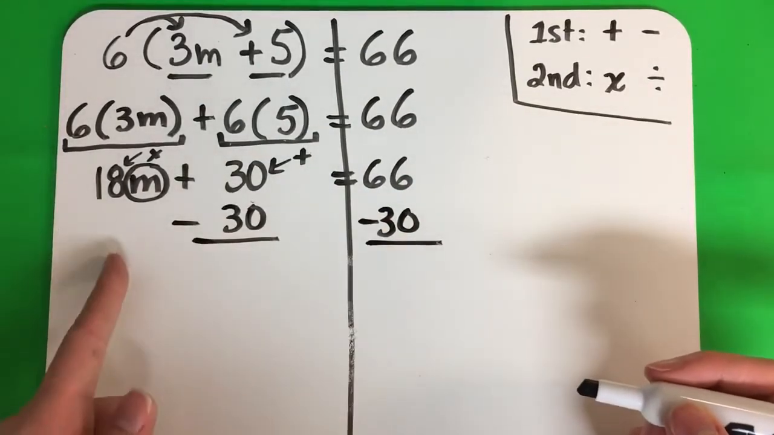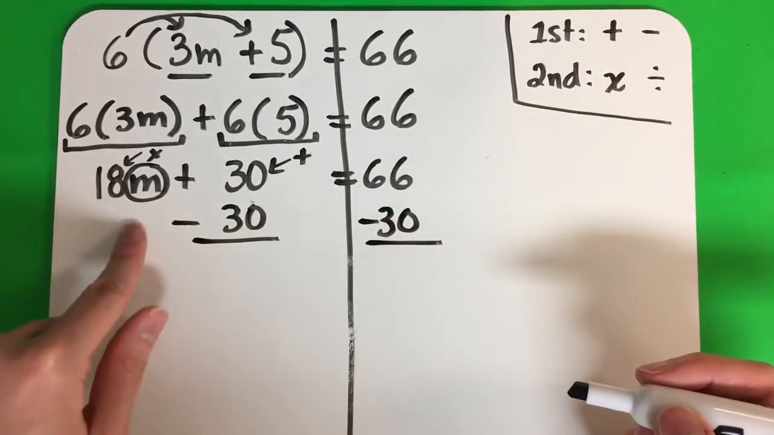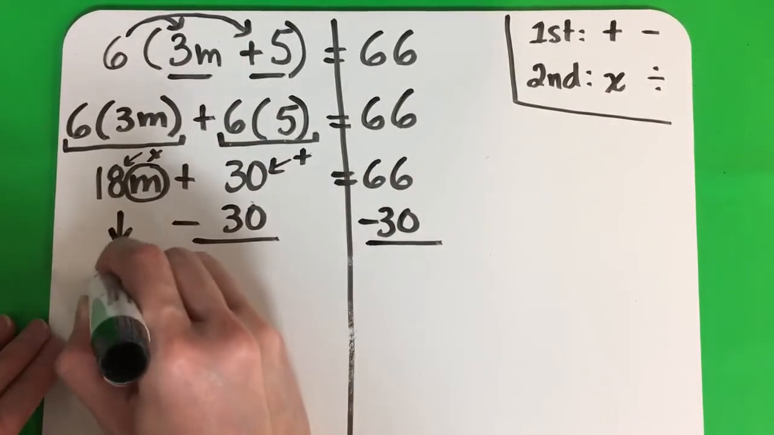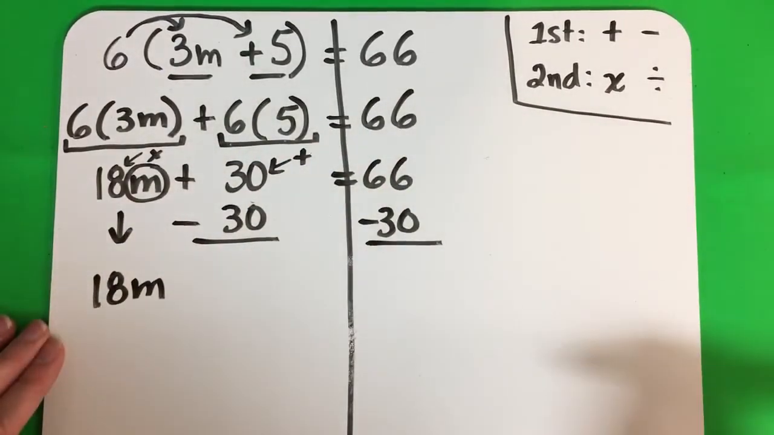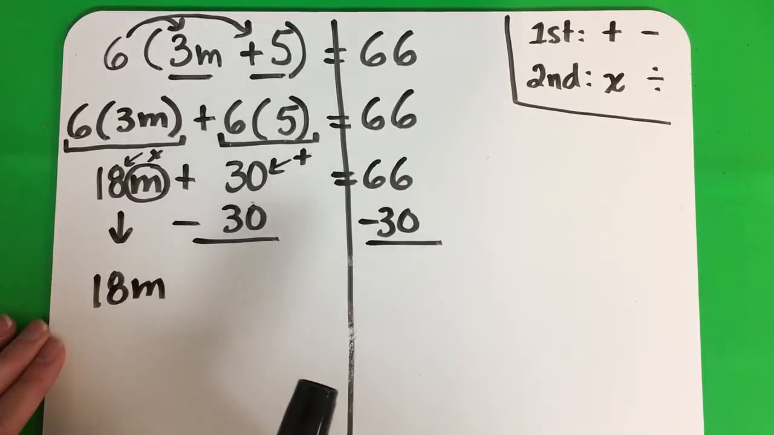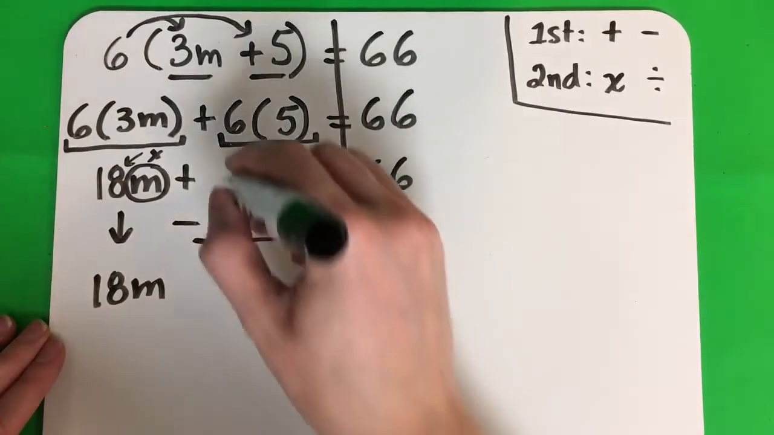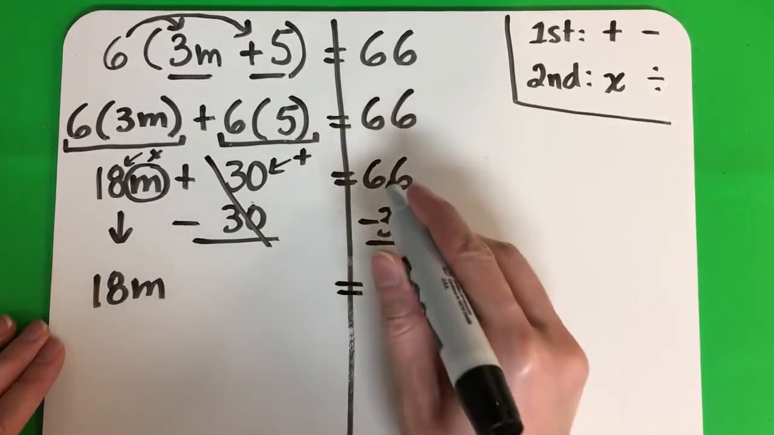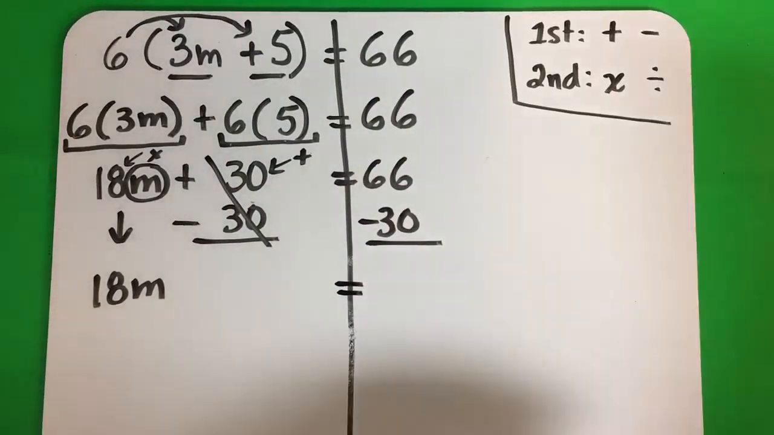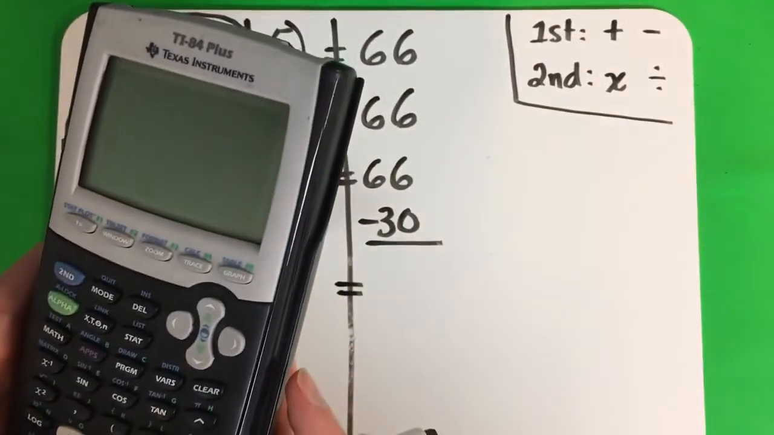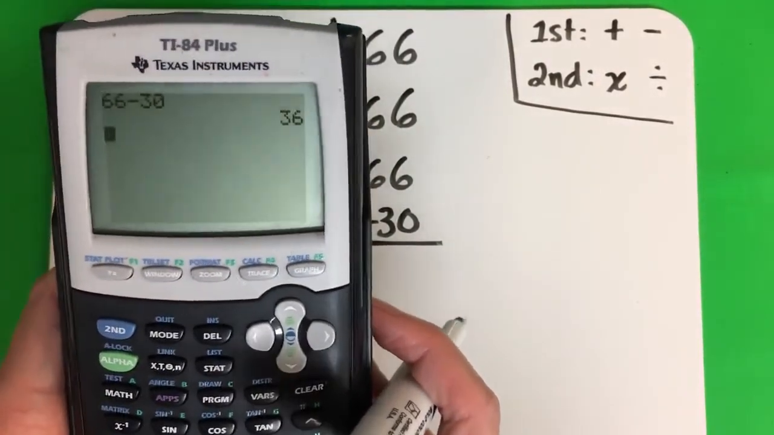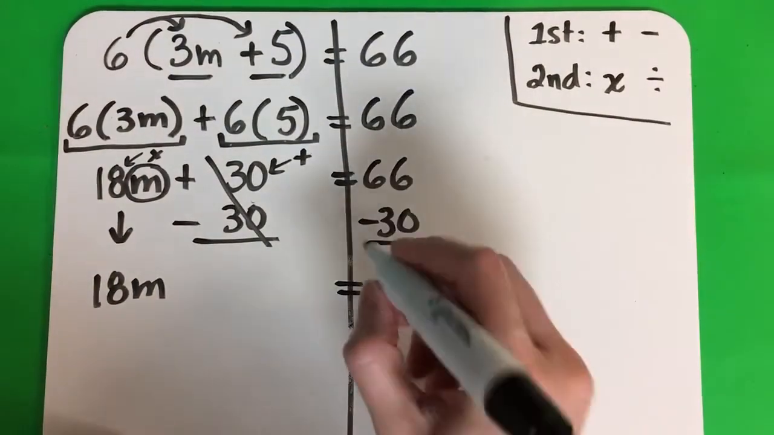Go back to the left. Here there's nothing. Aquí no hay nada. Copy. 18m. 30 minus 30. 30 menos 30. 0. Cancel. Equals 66 minus 30. Just going to tell you it's 36, but let's try it. 66 minus 30. 36.